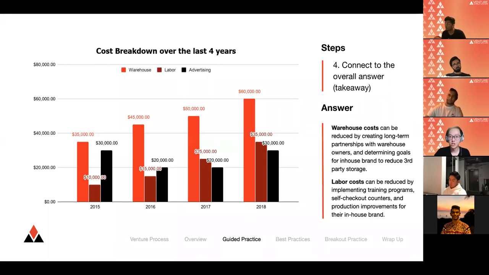So example suggestions are that warehouse costs can be reduced by creating long-term partnerships with warehouse owners and determining goals for in-house brand to reduce third-party storage. So maybe instead of relying on a third party, do it ourselves. And then for labor costs, we could potentially reduce training programs, add self-checkout counters, and make production improvements for in-house brand.